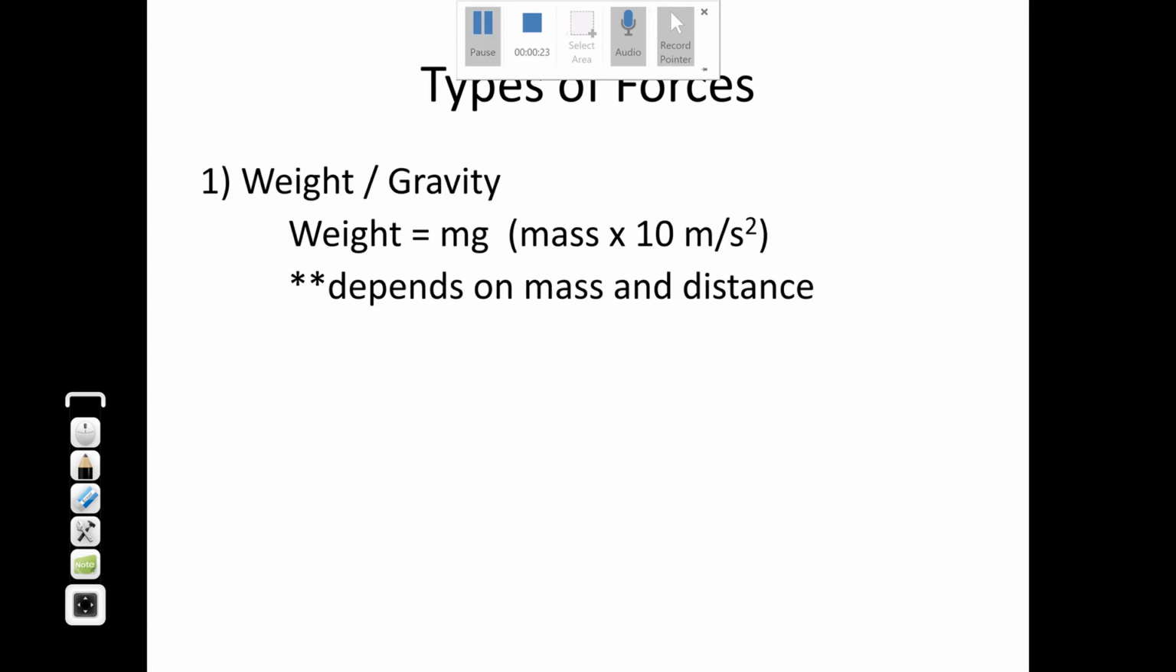Okay, so for this class, we don't really look at that many forces involved. We mainly use weight or gravity. Again, the official way would say weight. Gravity is more the acceleration. But weight is obviously the force due to gravity. And we can calculate it by doing m times g, mass times gravity, mass times 10 meters per second squared.